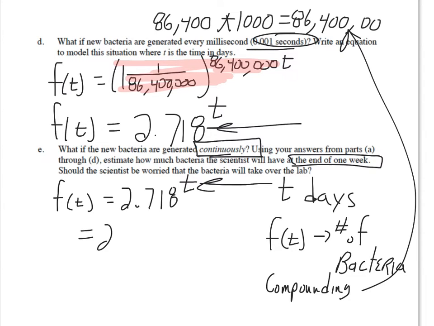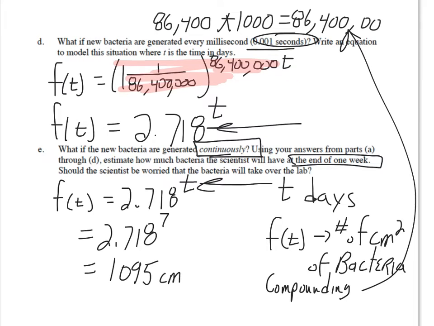1 week is 7 days, so we're going to take 2.718 and raise that to the 7th power. And I shouldn't say number of bacteria, it's the number of centimeters squared of bacteria. We will end up with 1,095 centimeters square of bacteria.